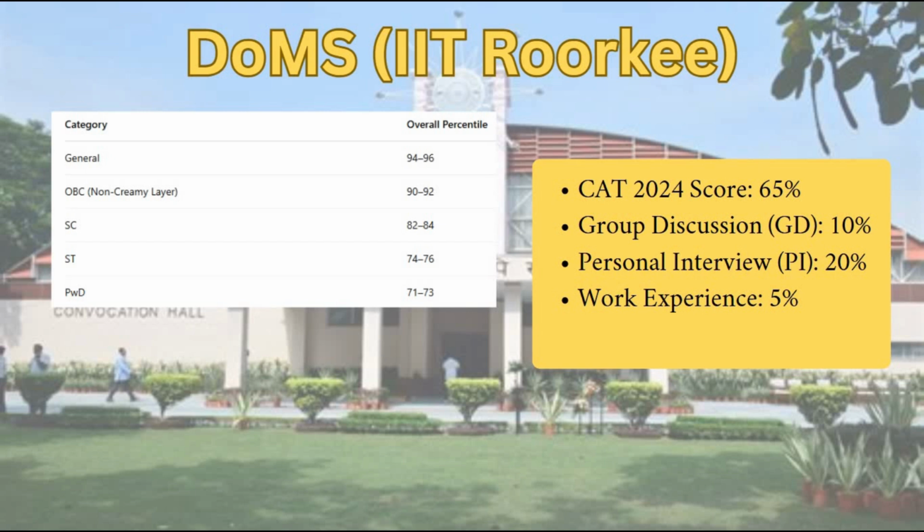There is also a bare minimum sectional cutoff of 50 percentile across all the three sections, right? So if you meet the overall and sectional cutoff requirements for CAT score, you get shortlisted for PI and GD, right? Once you are done with your PI, then the composite score for your final selection is calculated in this manner. Again, the eligibility criteria is very simple. 60% marks in your graduation degree if you are a general candidate, and there is a relaxation of 5% for the SC/ST/PWD candidates as well.